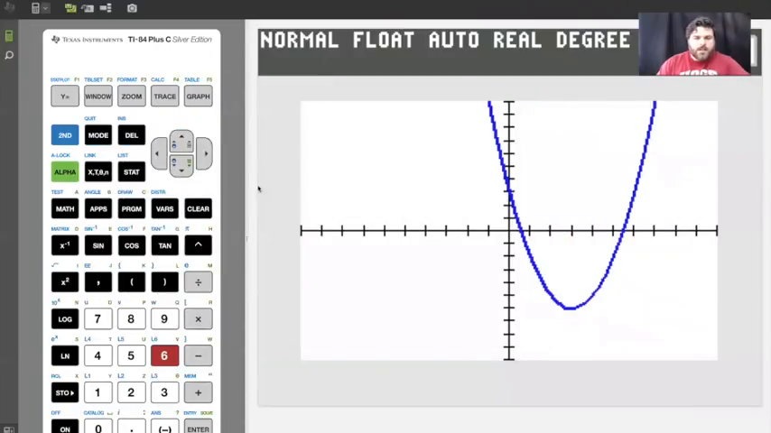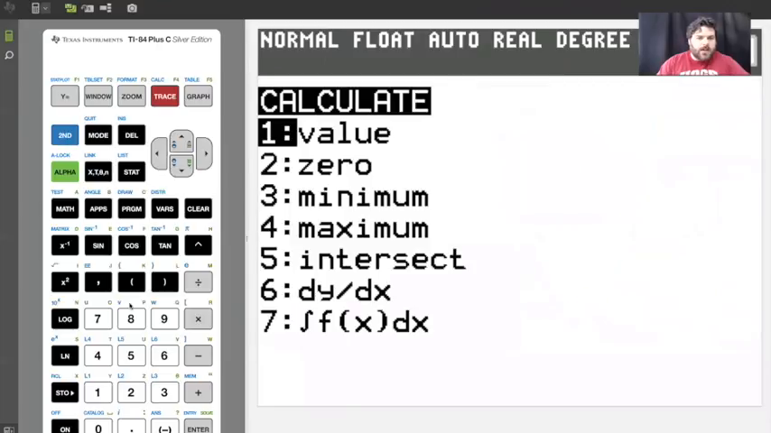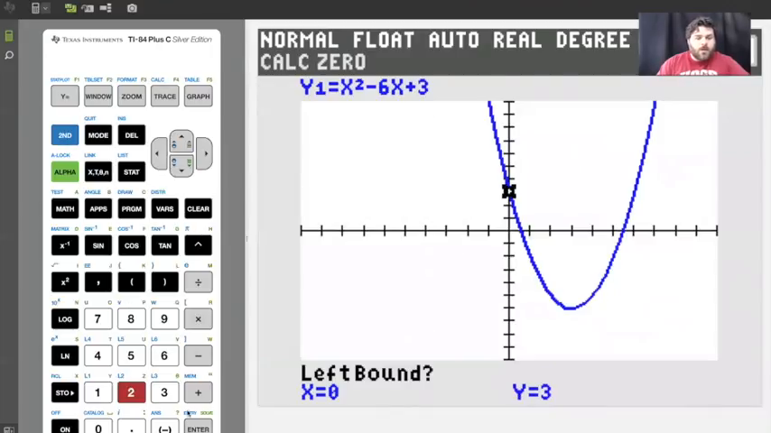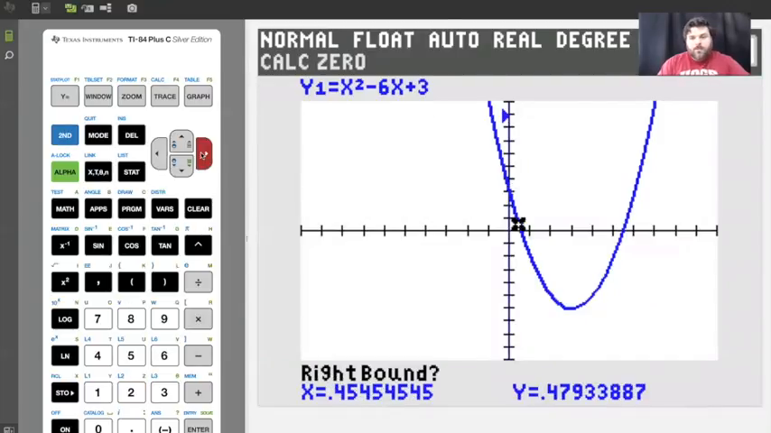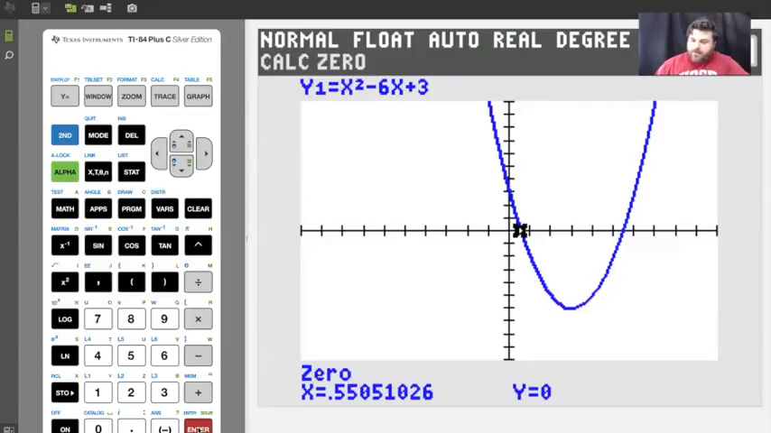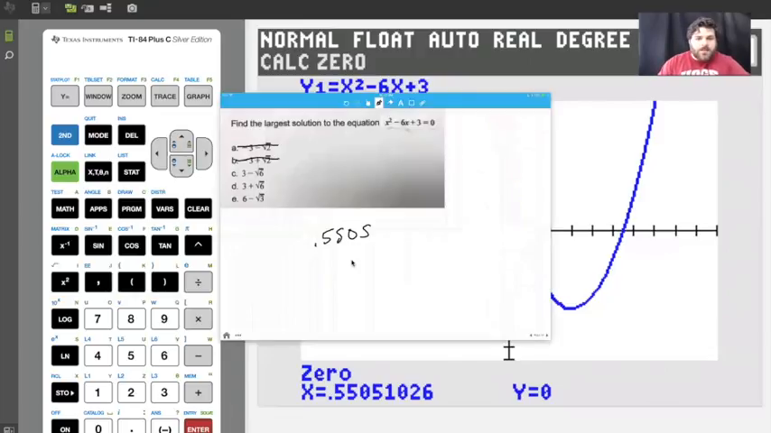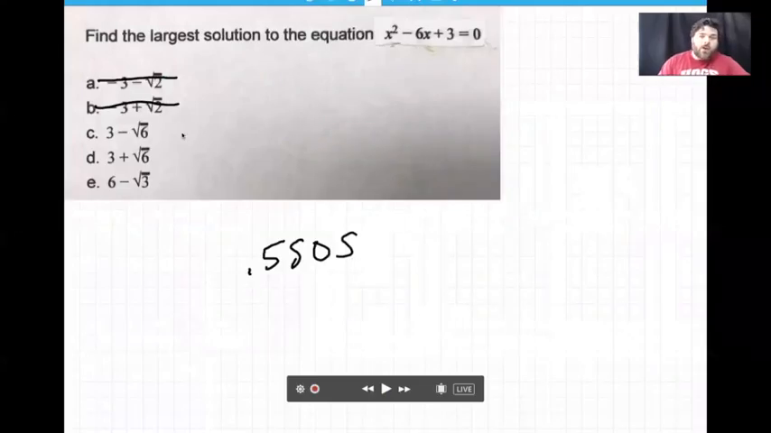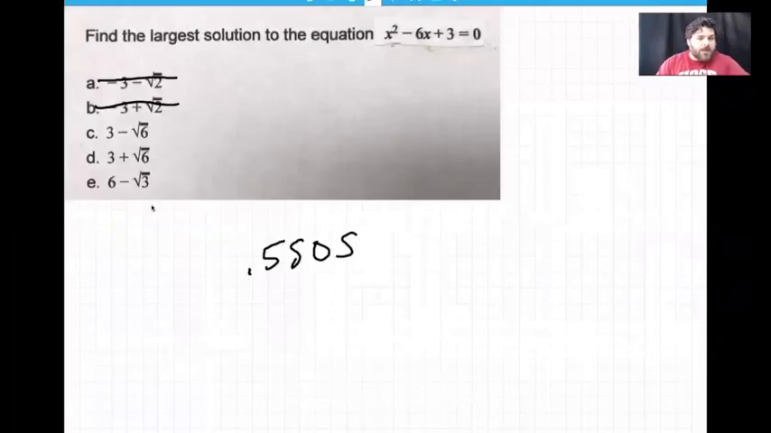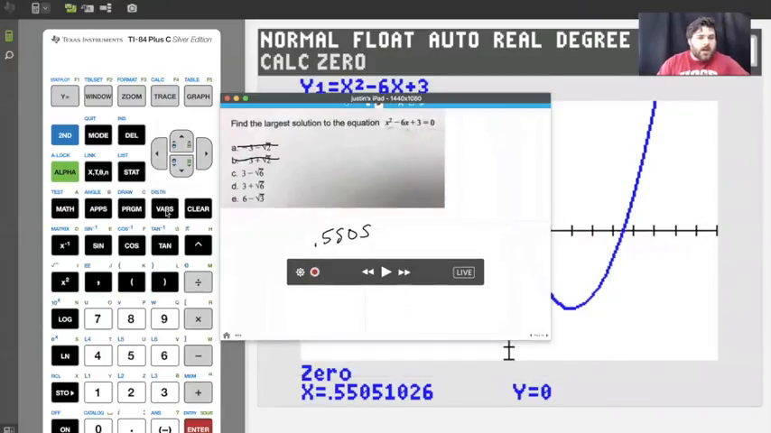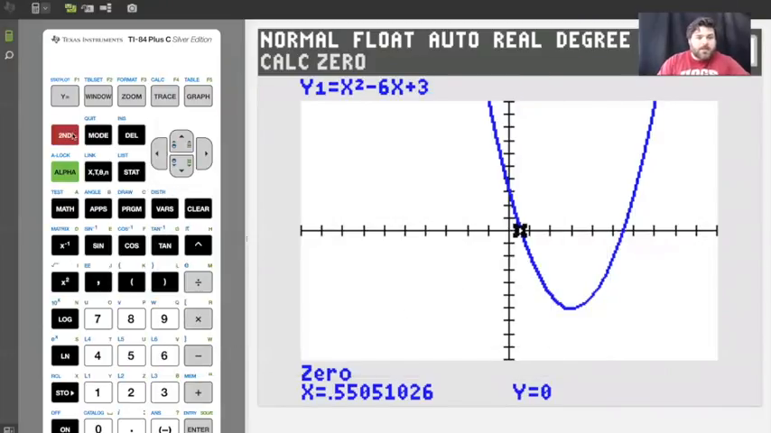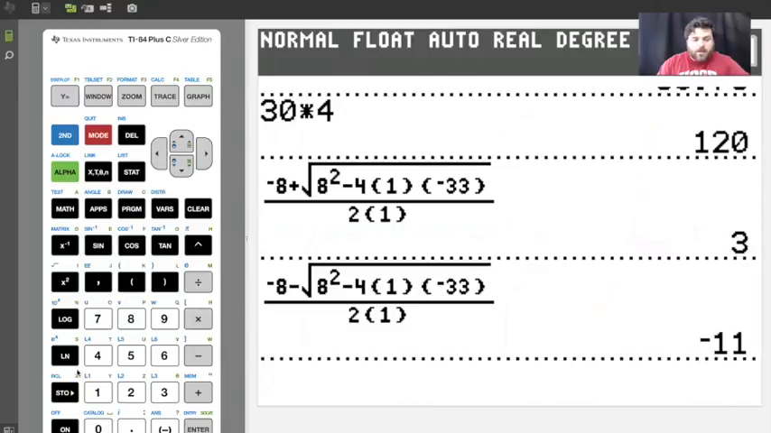All right, so let's see. Let's do second, calculate number 2, the zero. There's my left bound to the left of my zero. Enter and then enter. All right, so 0.5505, 0.5505. Now I don't see that on here, but remember I can convert anything I want to decimal. So I can go and type all these things in. 3 minus root 6. Okay, with my calculator, go back to second quit. That gets me back to my calculation.